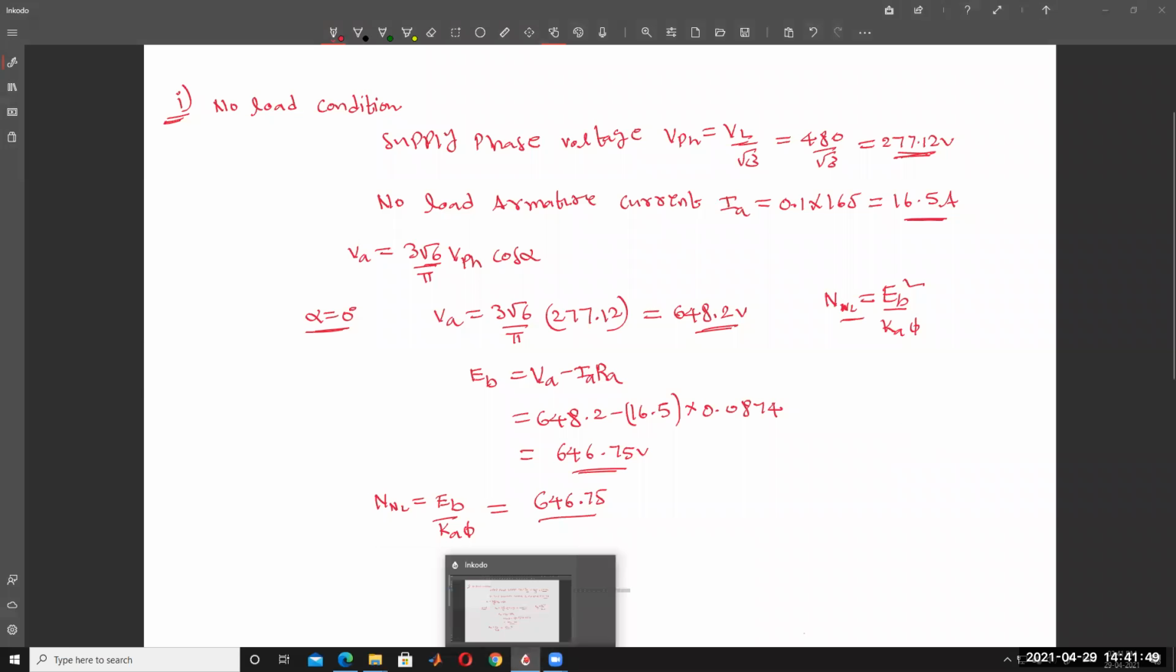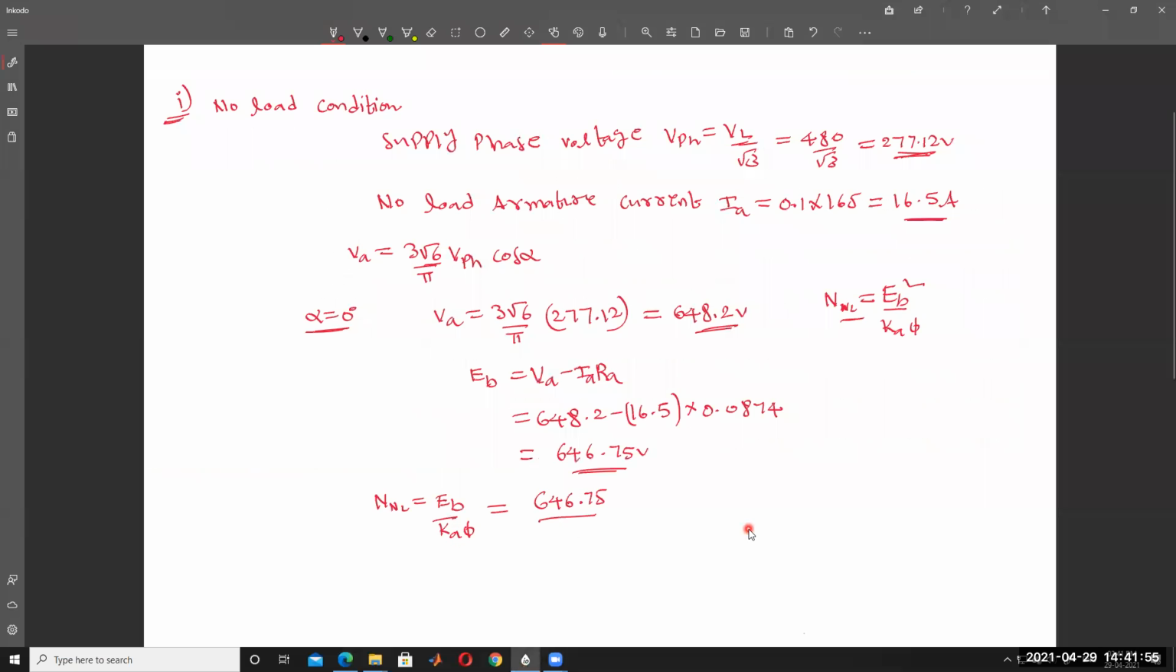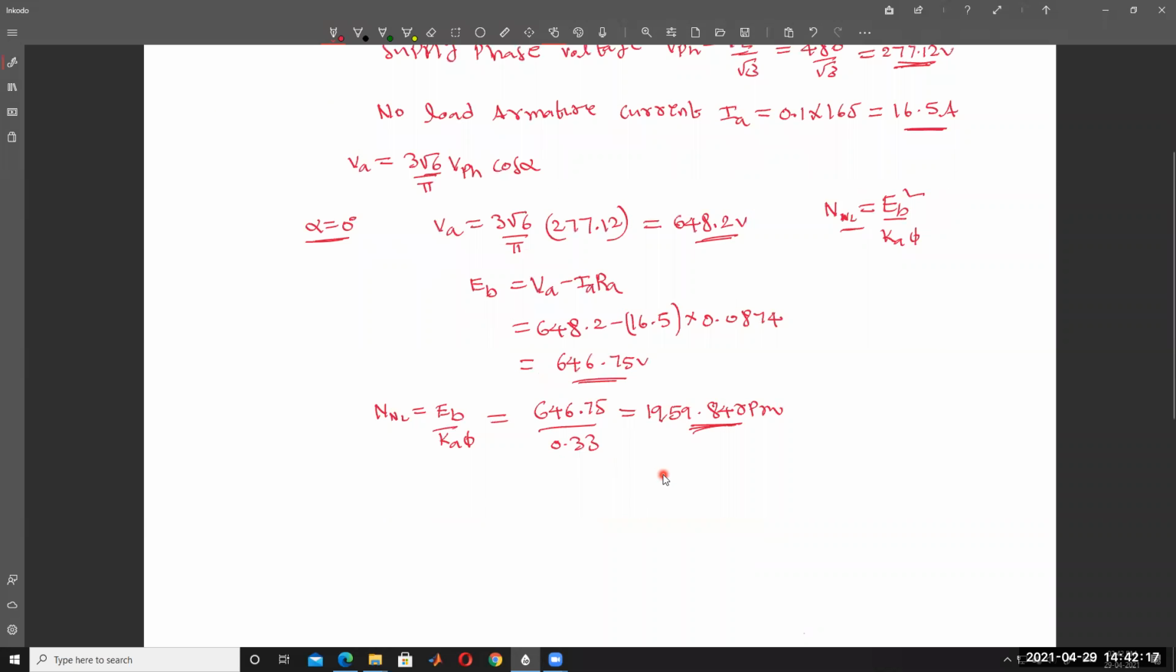What is the Ka into pi here? K into pi is 0.33 volts per RPM. So substitute here 0.33 volts per RPM. Then we will get 1959.84 RPM. Okay.